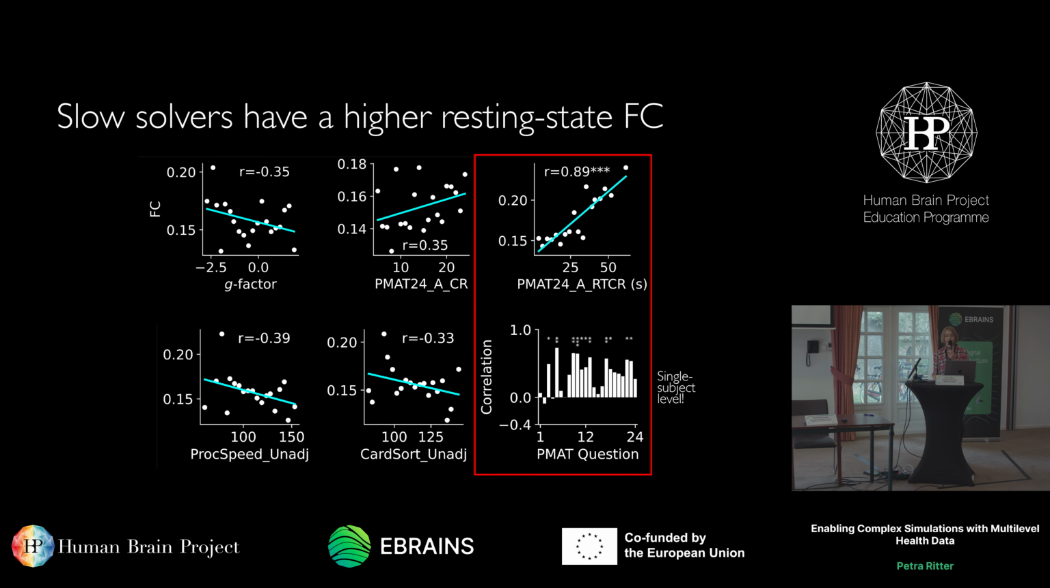But when we look at the reaction times, this is the reaction time in seconds for the PMAT fluid intelligence test, then we see a very strong correlation with the functional connectivity. So in other words, if there's a lot of synchronicity in the brain, then people take longer to give a response, and the responses are better. They are the more intelligent people. So there's a correlation between degree of synchronicity and the time people take to respond to a difficult problem. And this is just illustrated also here.